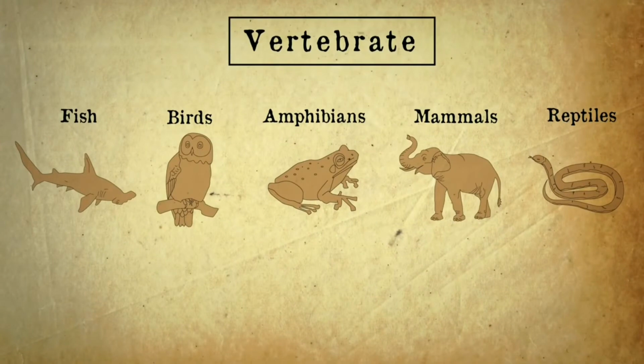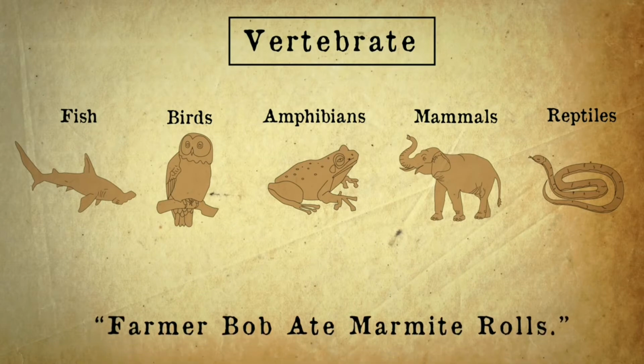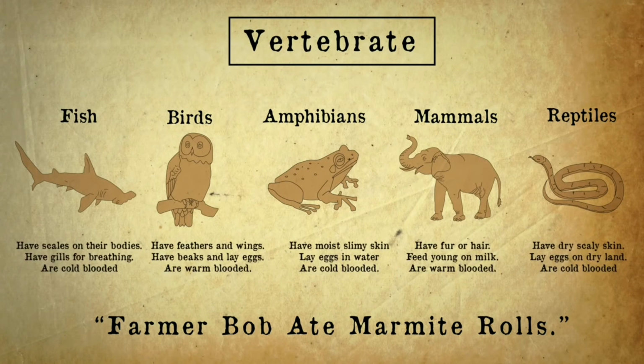There are many different classes of vertebrate, but the 5 most well-known ones are the fish, birds, amphibians, mammals, and reptiles. Again, make up a little acronym to help you remember. Farmer Bob ate Marmite rolls. Each class has different characteristics that define them, like mammals, which have fur or hair, feed their young on milk, and are warm-blooded.